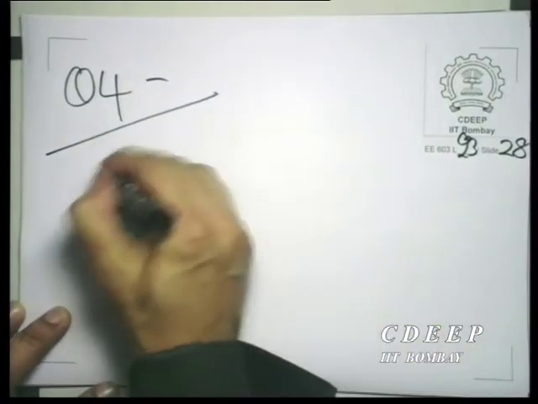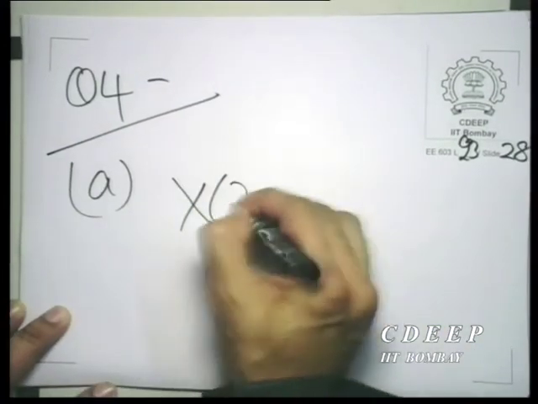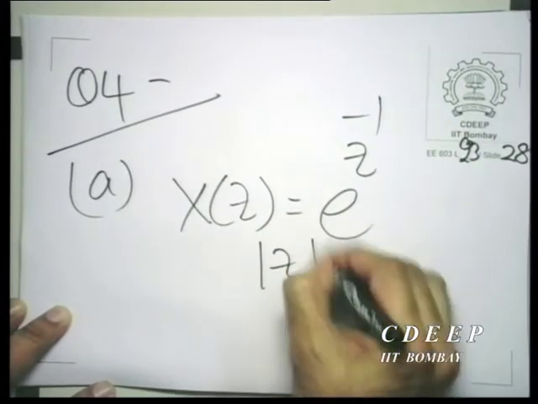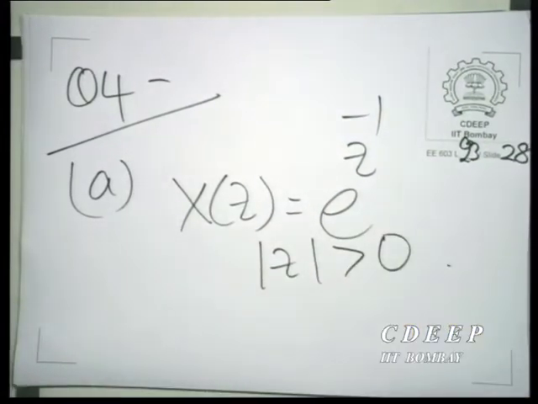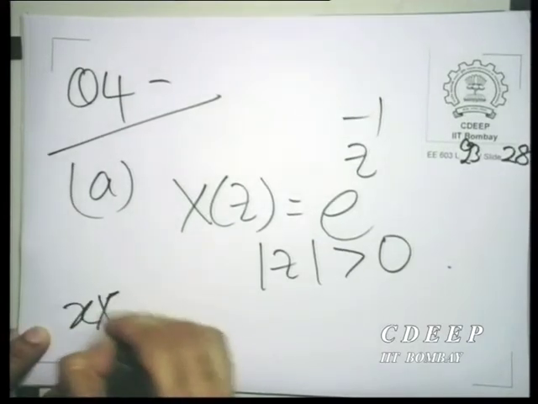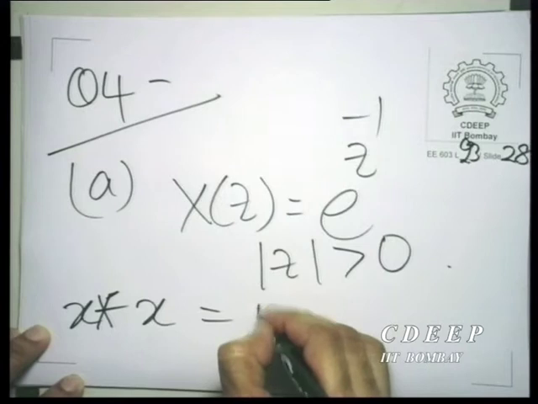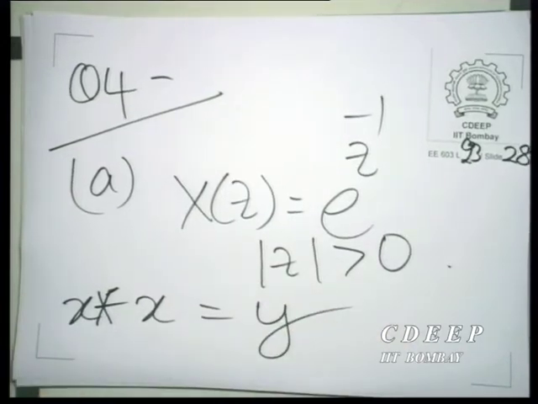Now, the last question, question 4, was a very interesting question. In part A, you were given X(z) equal to e raised to the power z inverse with mod z greater than 0. And you were told that x[n] was convolved with itself to give y. You were asked to find y as a product of x and another sequence g. So, y, which is the convolution of x with itself, should be written as the product of x with another sequence g.